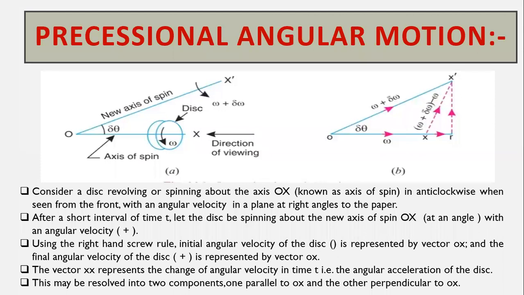The first one is the axis of spin, the OX axis, and the second one is the new axis of spin, the OX dash axis, and the disk moves through an angle of delta theta, and two types of angular velocities are observed. The first one is omega in the OX direction and omega plus delta omega in the OX dash direction. You can see this clearly in the right side picture of the slide. Observe it for a while.